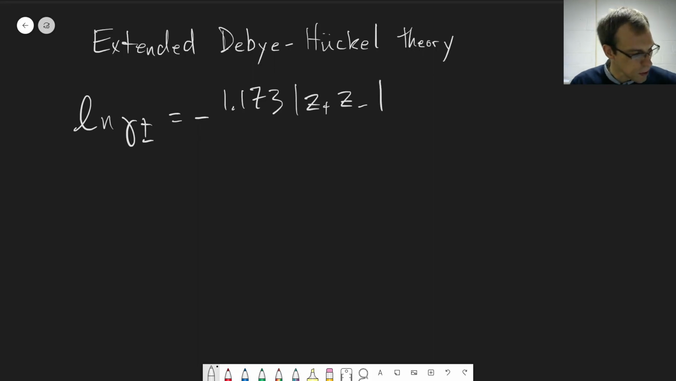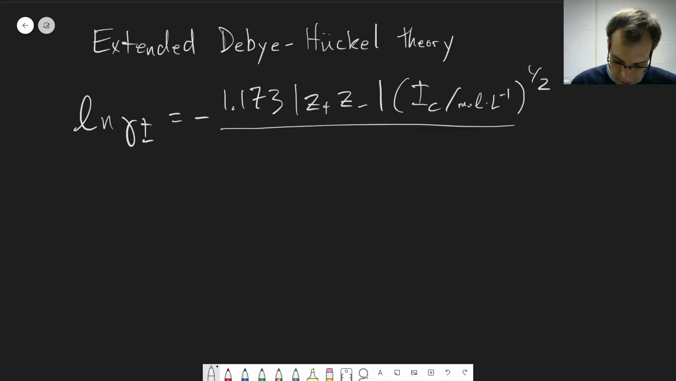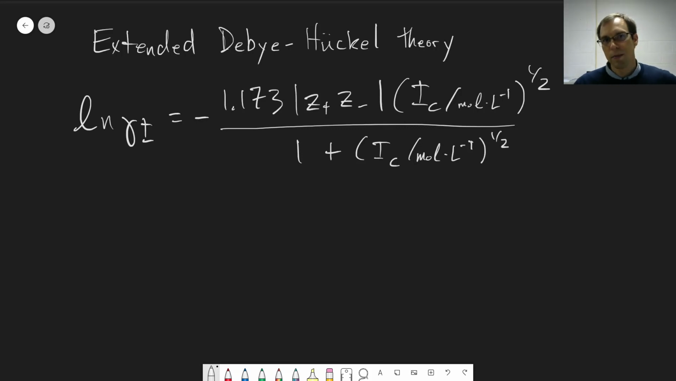So negative 1.173 times the absolute value of z plus times z minus times the ionic strength, IC, in moles per liter raised to the 1/2. And the way this is extended is it adds an extra term in the denominator: 1 plus the ionic strength again, raised to the 1/2 power. This gives slightly better results than just straight Debye-Huckel theory, so this is often the version that's used for practical purposes. For example, in the analytical chemistry textbook that we use, this is the version of the equation that's presented as the Debye-Huckel theory that you can use to calculate activity coefficients.